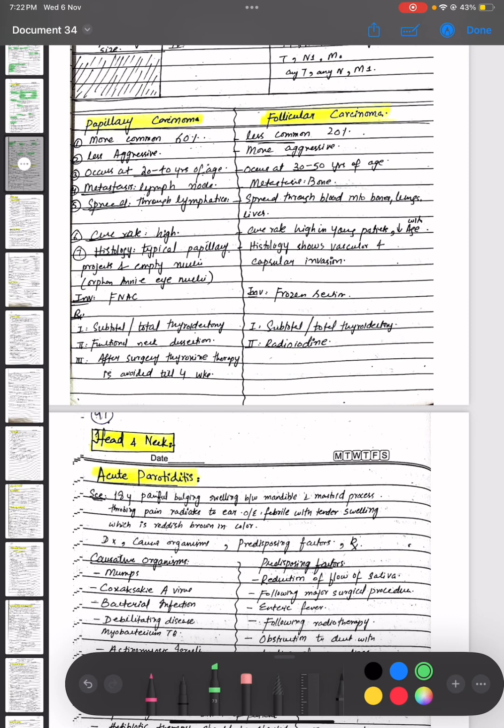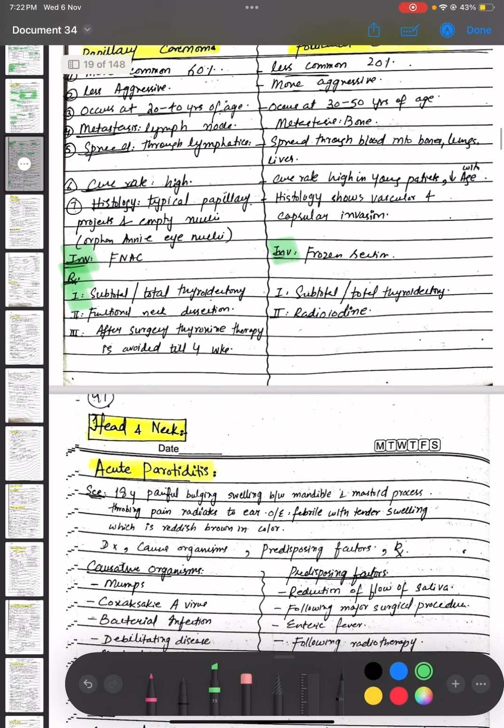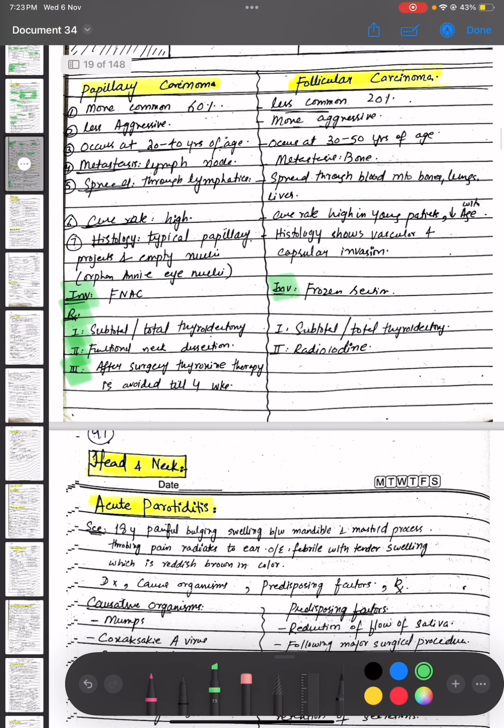What are the investigations for papillary carcinoma? These are fine needle aspirations, while for follicular carcinoma, we are having the investigation of frozen section. In the treatment for papillary carcinoma, stage 1, subtotal or total thyroidectomy is done. For stage 2, functional neck dissection is done. For stage 3, after surgery, thyroxine therapy is avoided till 4 weeks. In the follicular carcinoma, for stage 1, subtotal or total thyroidectomy is done, and for stage 2, radioiodine is done. So this was the thyroid tumor.